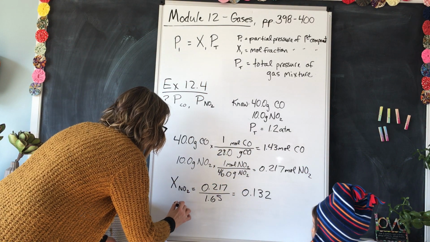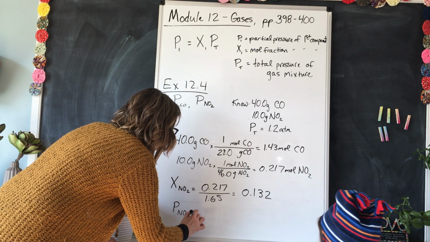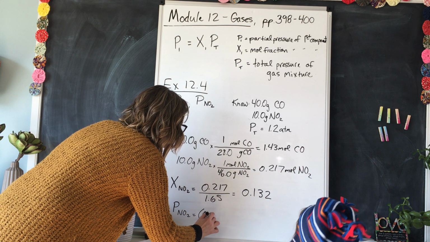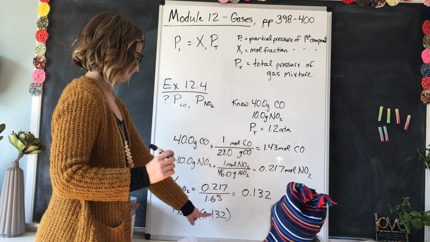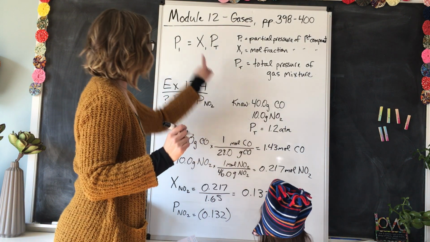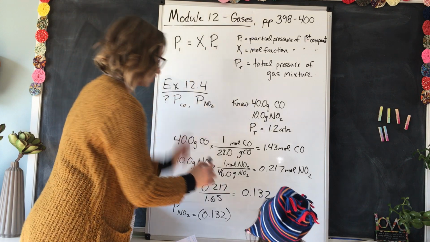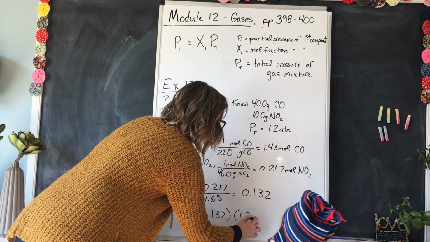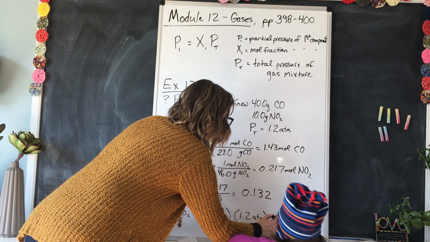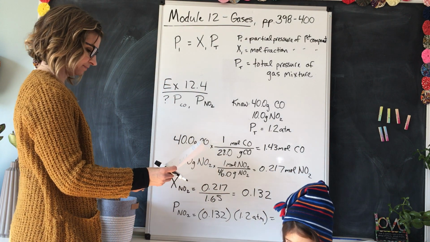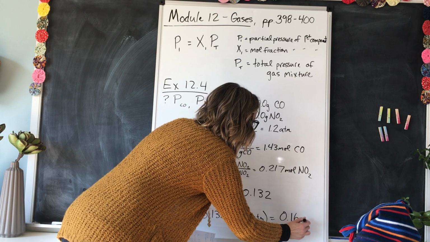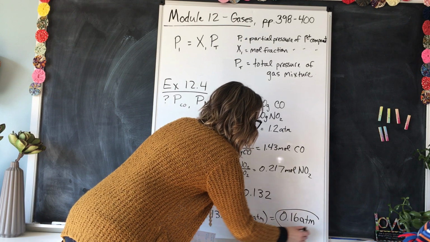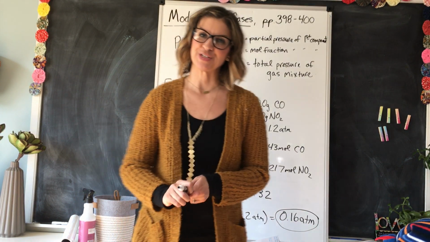And then the partial pressure for NO2 would equal, Natalie, can you say 0.132? It would equal its mole fraction times the total pressure, which is 1.2 atmospheres. So if you do that multiplication, you get 0.16 atmospheres for the partial pressure of NO2.